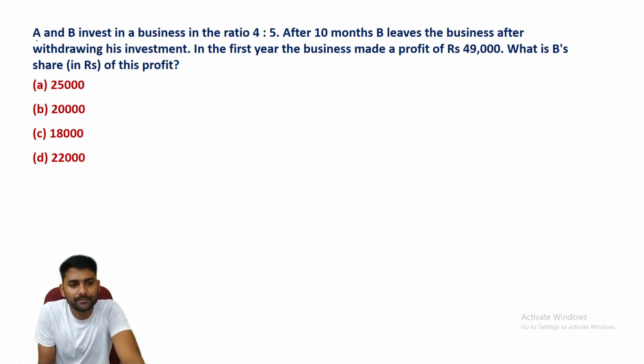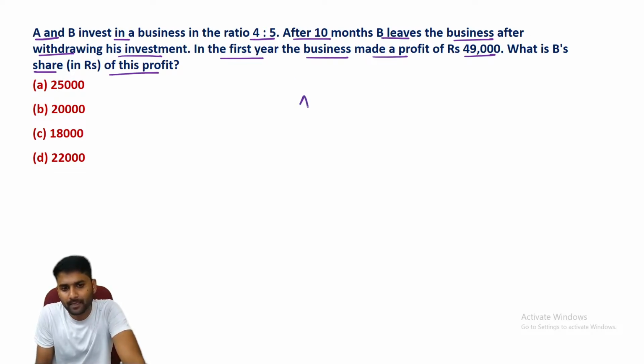A and B invest in a business in the ratio of 4 is to 5. After 10 months, B leaves the business after withdrawing his investment. In the first year, the business made a profit of 49,000 rupees. What is B's share of this? The A B investment ratio is 4 is to 5. After 10 months, B leaves the business. Now, B was there exactly 10 months. So, definitely A was there for 12 months.